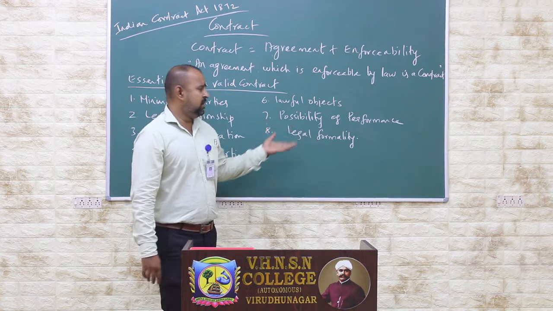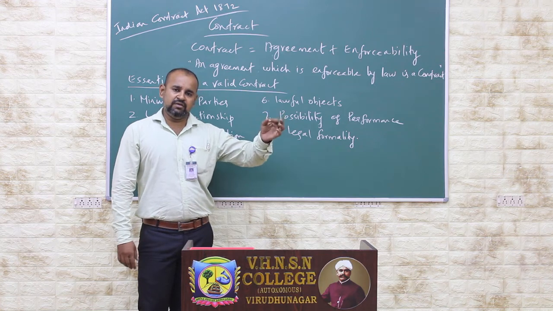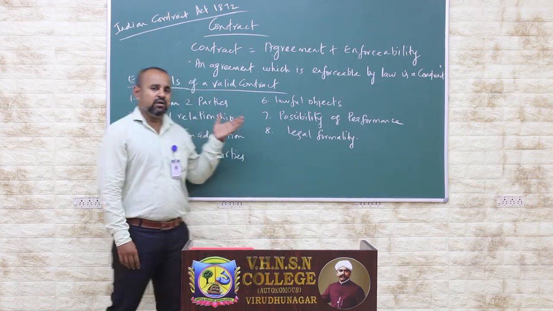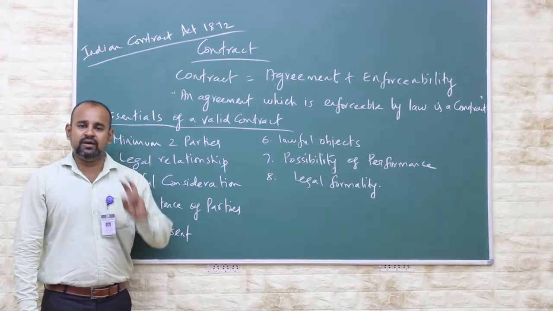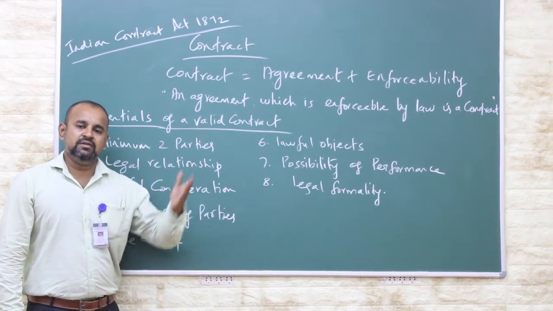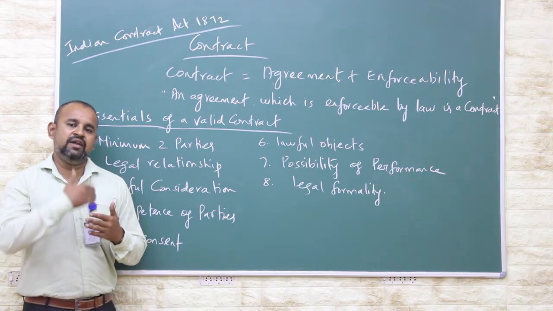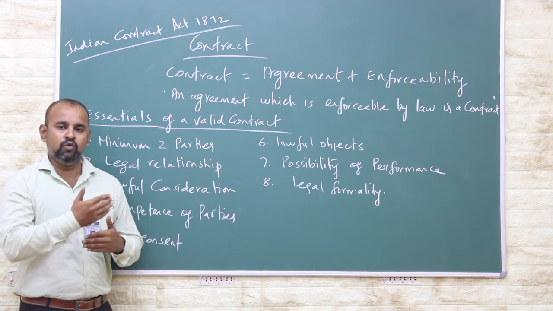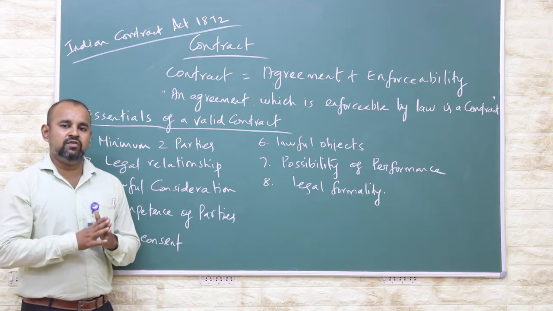Here we have given 8 essential points for a valid contract. If there is a contract, the parties need to carry some points. First of all, there should be a minimum of 2 parties, party A and party B, which means one person offers something and the other person accepts the same. One party is offering a contract, another party is accepting it. So for any lawful contract, we need 2 parties to sign.